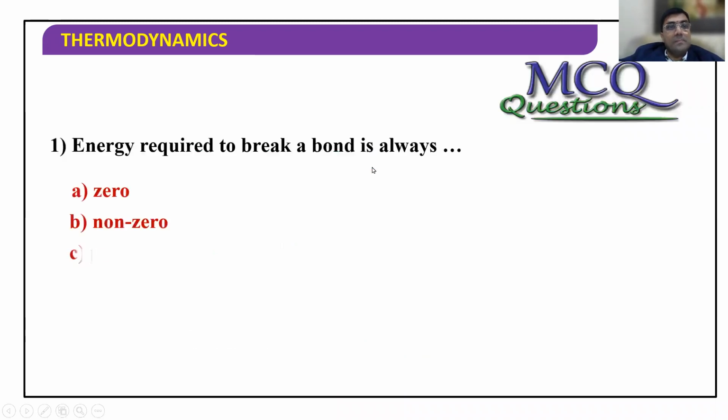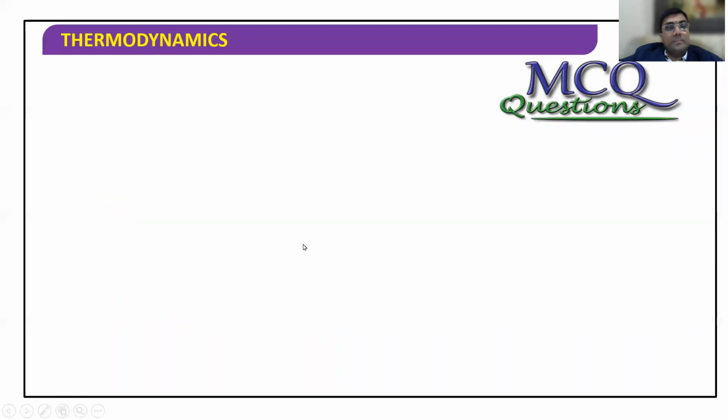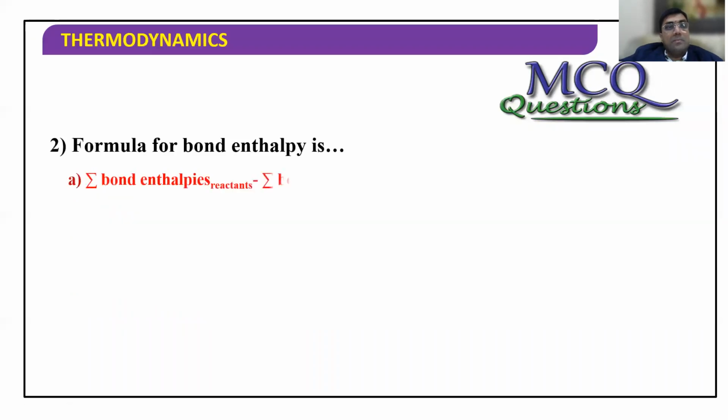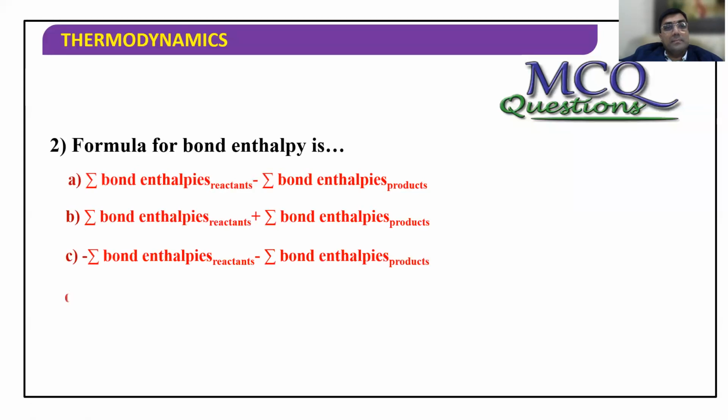Anyhow, energy required to break a bond is always positive, endothermic. What is the formula for bond enthalpy? Sigma bond enthalpy of reactants minus sigma bond enthalpy of products. Reactants first, minus products. Right.